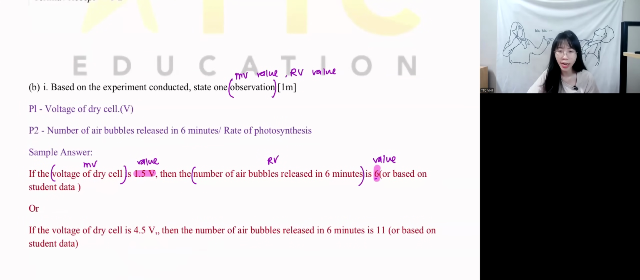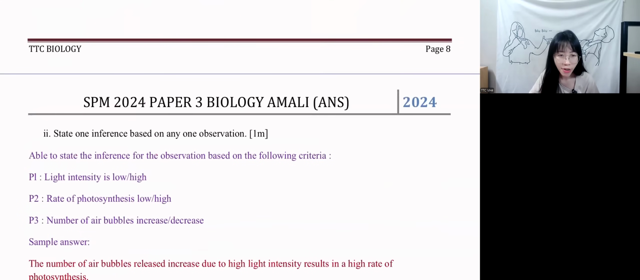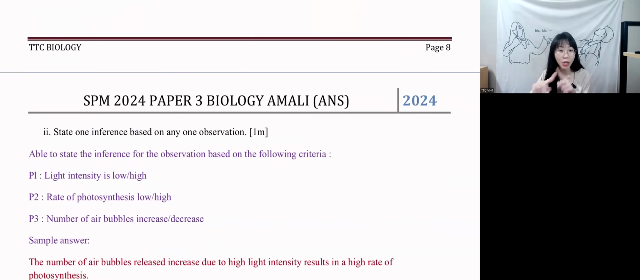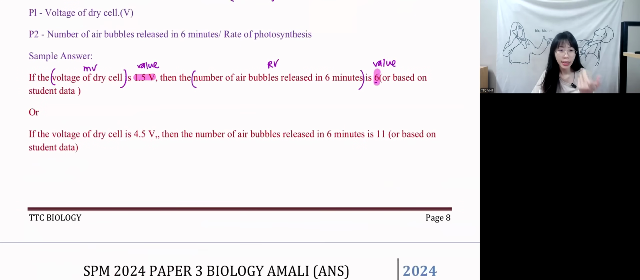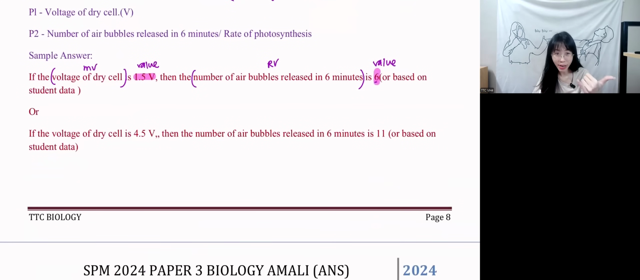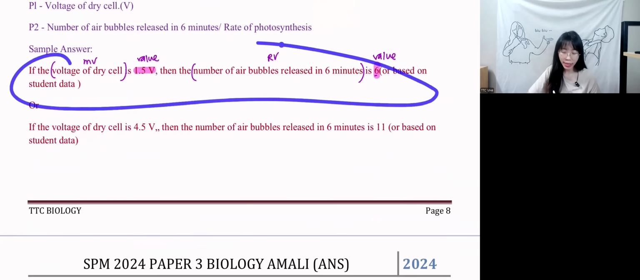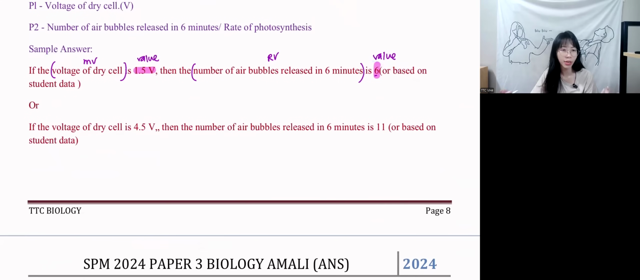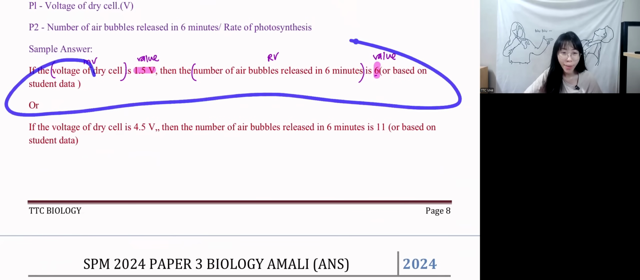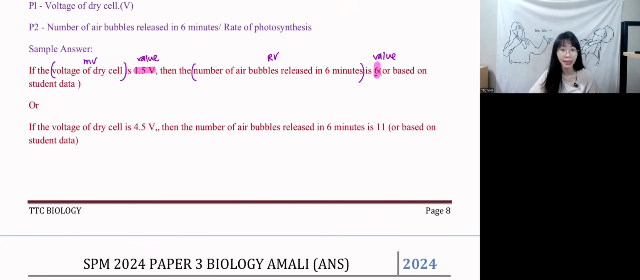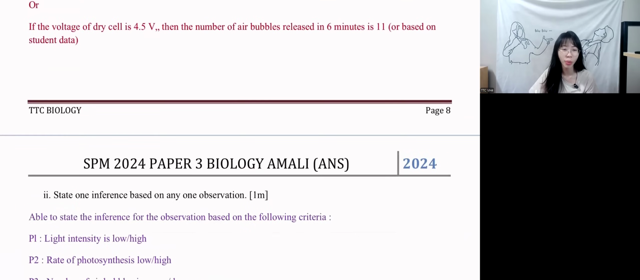MV value, RV value. Okay, next, state one inference based on any observation. Inference, no need to write value. You choose the highest or the lowest to explain. Just now we wrote the 6, right? Then you can choose to write 6. If it's not, you can choose to write this also can, whichever. Both are correct, but I would suggest you follow whatever you choose from your observation.